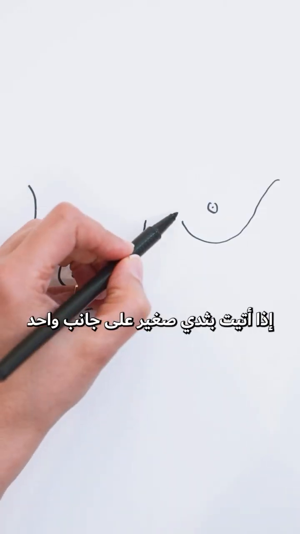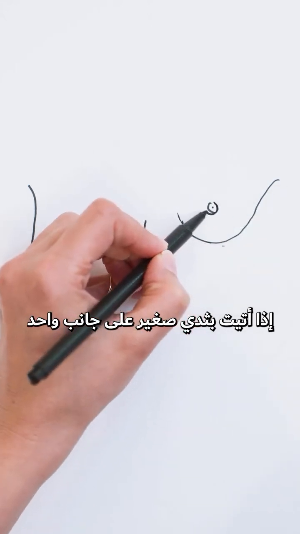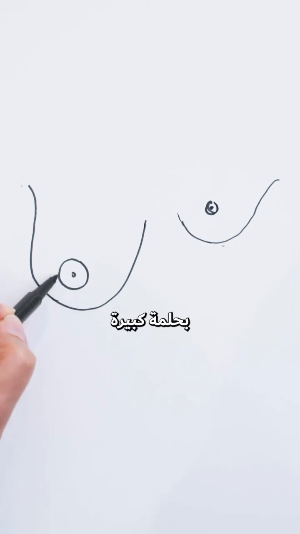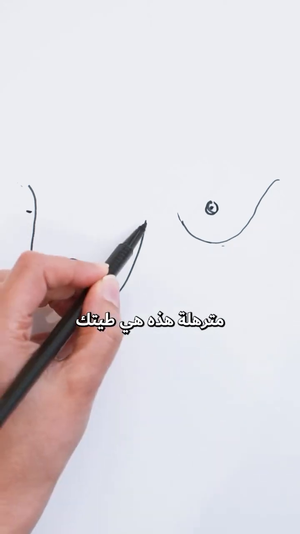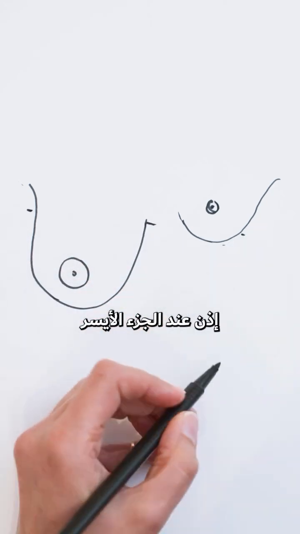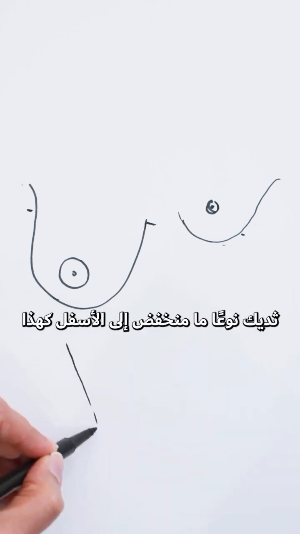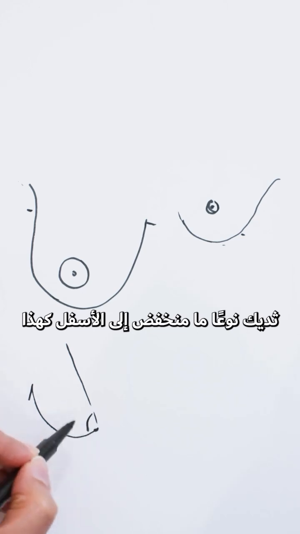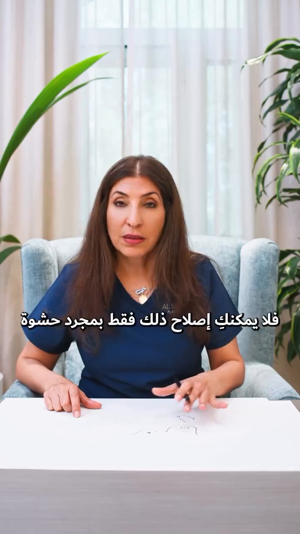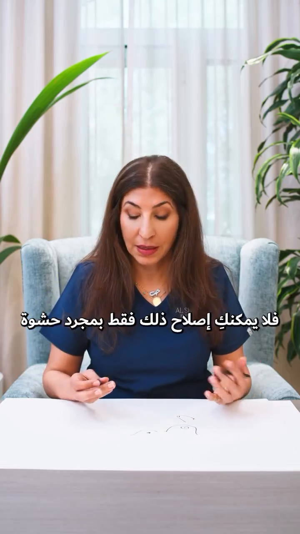So for example, if you come in with a small breast on one side and a small nipple, and a very large breast on the other side with a large nipple that is sagging, this is your fold. So on the left side, you're pretty much flat. On the right side, the breast kind of goes down like this. You cannot fix that with just an implant.